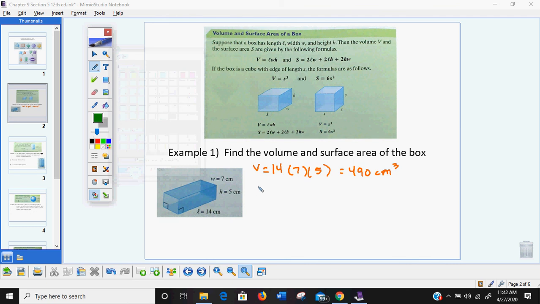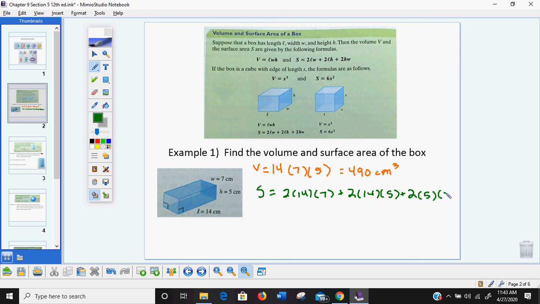Now let's deal with the surface area. Okay, so the surface area is going to be equal to 2 times, we're using this formula, length, which is 14, times the width, which is 7, plus 2 times, we're doing this part, length times height. The length is 14, the height is 5, plus the last one says 2 times the height times the width. The height is 5, and the width is 7.